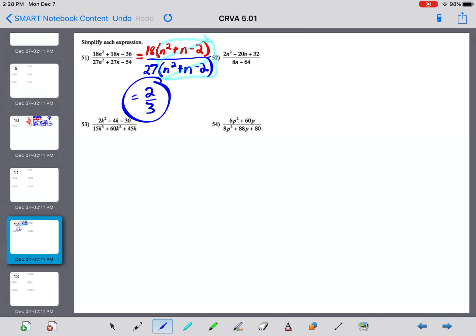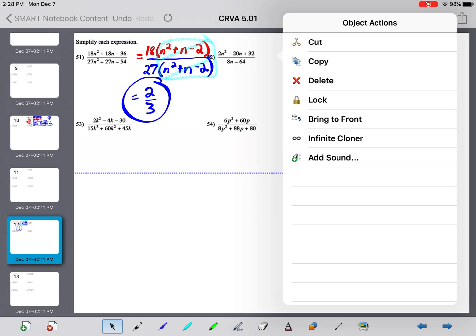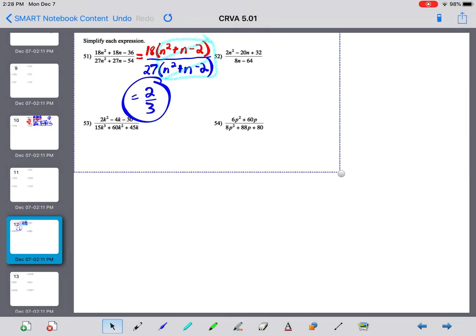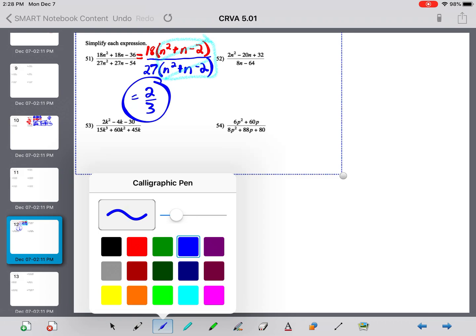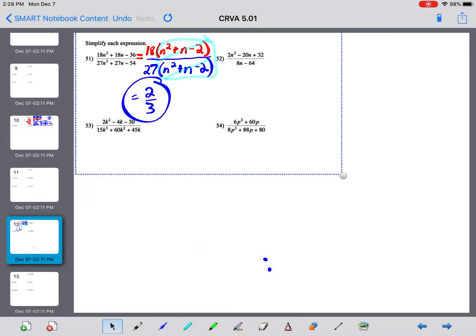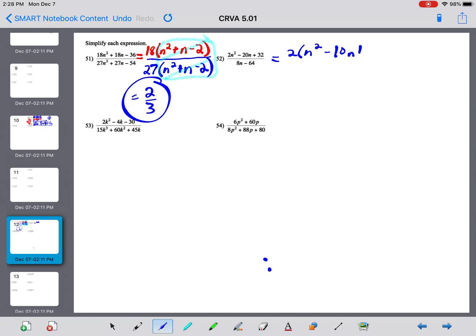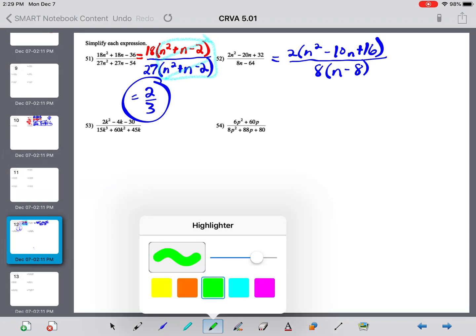Number 52. On the top, the leading coefficient is not 1. And that'll happen sometimes, but we can factor that 2 out. Oh, come on. There we go. I can factor the 2 out to get n squared minus 10n plus 16. And on the bottom, I just have 8 times n minus 8. But we want to factor as far as you can.